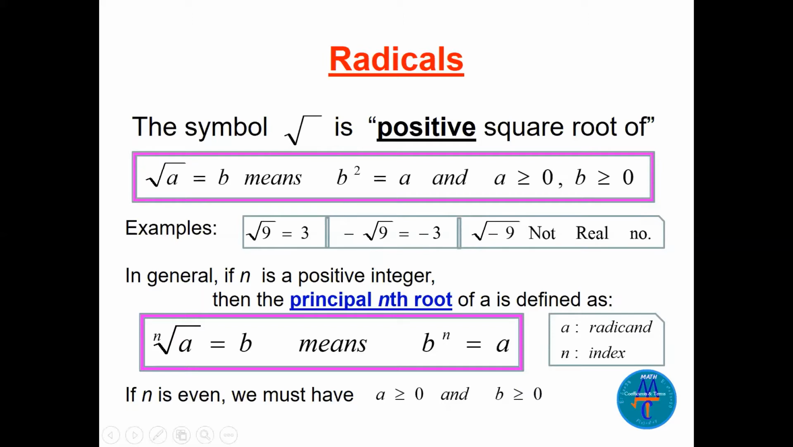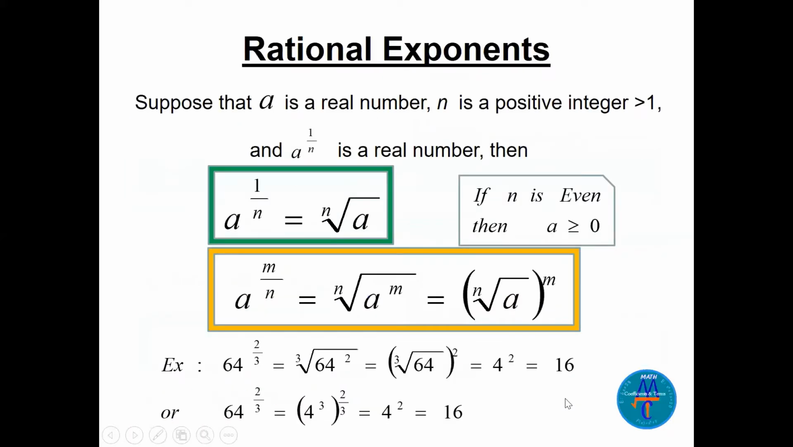Now the index, look at the word here, the index. This is the small number in the radical. This is the index. The number under, see the A, we call it radicand. So the number under the radical, inside, is called radicand. And we call this nth root of A. Nth root of A is equal to B. That means B to the power n is equal to A. If n is even, remember, we have even and odd, even number divisible by 2, then A should be positive and B should be positive.